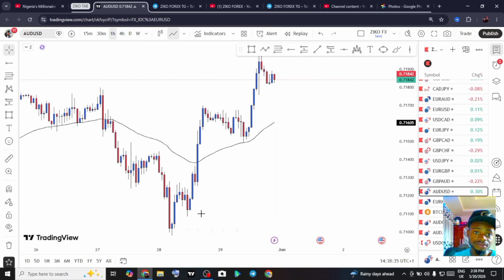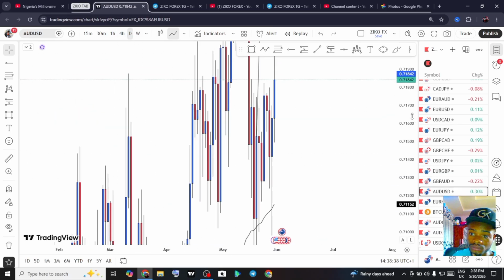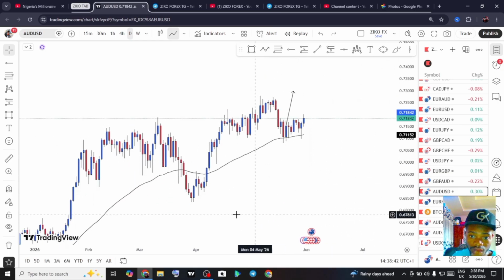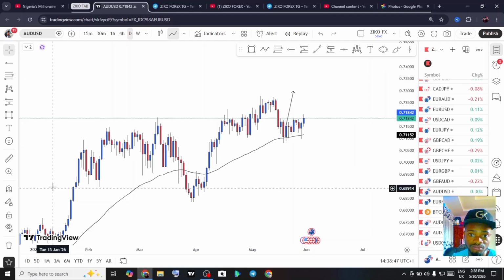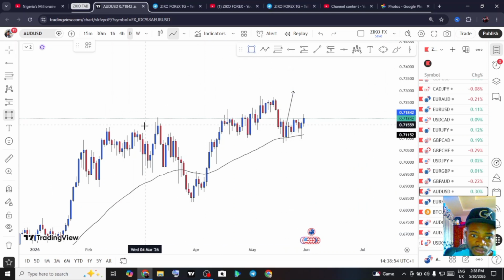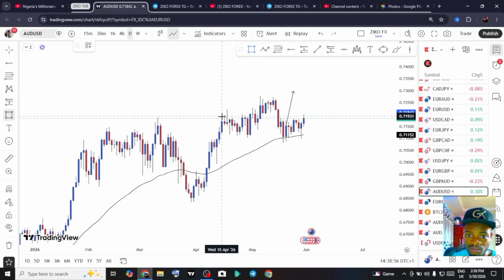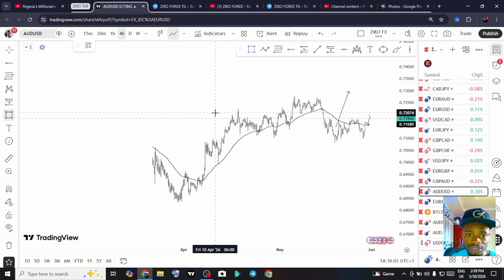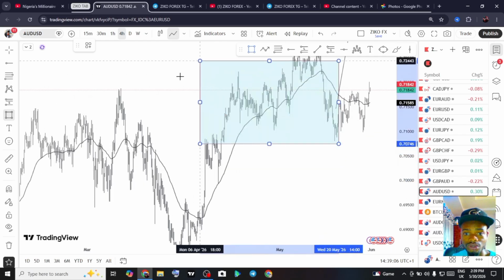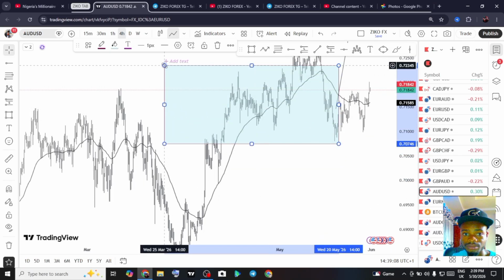AED USD next pair. First of all, the daily time frame is not so clean. It's not so clean, by the way. I can't even draw an area of interest. It's so hard. Let me check the 4 hour time frame. Okay, now 4 hour time frame has a good enough area I can draw.